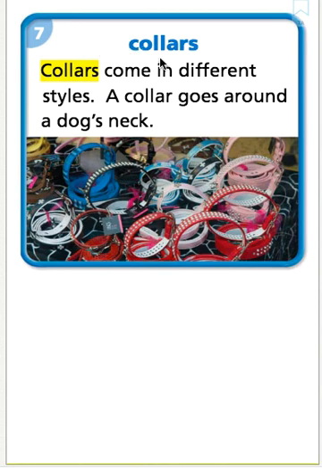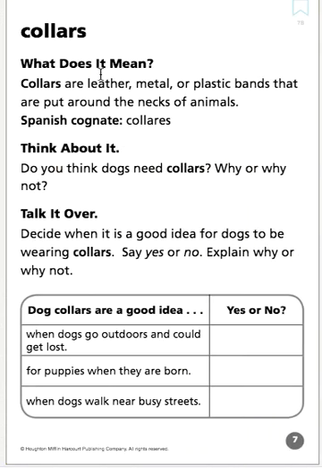Our next word is collars. Collars come in different styles. A collar goes around a dog's neck. What does it mean? Collars are leather, metal, or plastic bands that are put around the necks of animals.